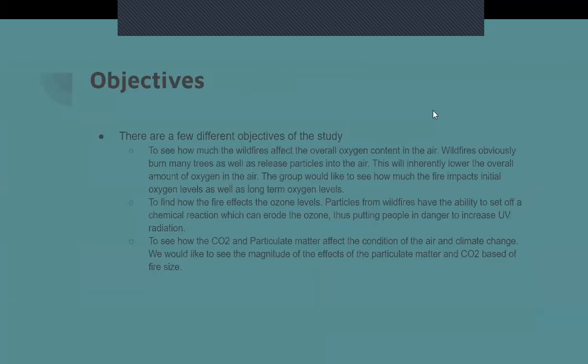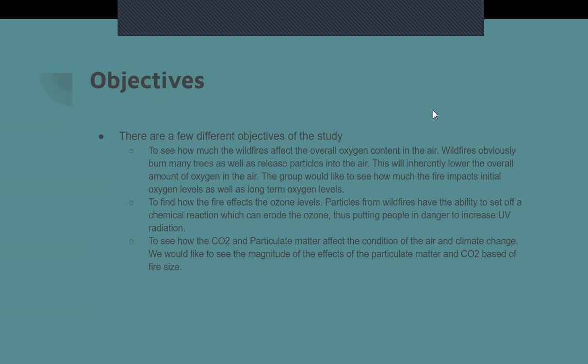There were a few different objectives that we would like to study. The first was to see how much the wildfires affect the overall oxygen content in the air. Wildfires obviously burn many trees as well as release particles into the air, so inherently the oxygen amount will be lower due to the trees burning. The group would also like to see how much the fire impacts initial oxygen levels as well as the long-term oxygen levels. We would also like to find out how the fire affects the ozone layer.